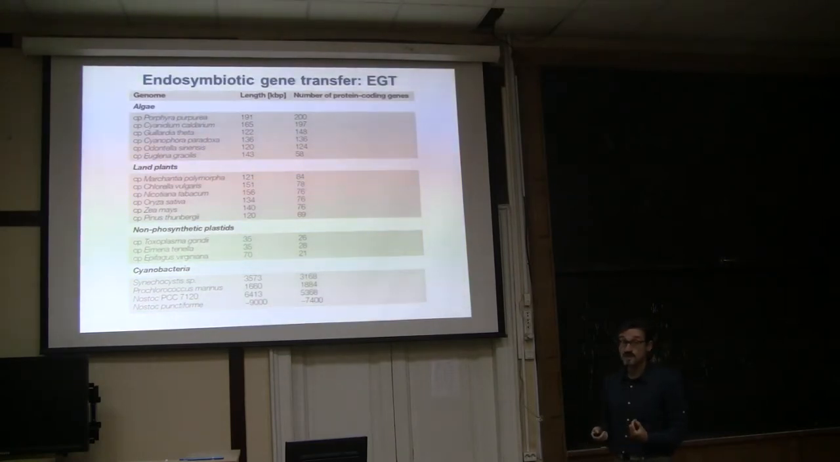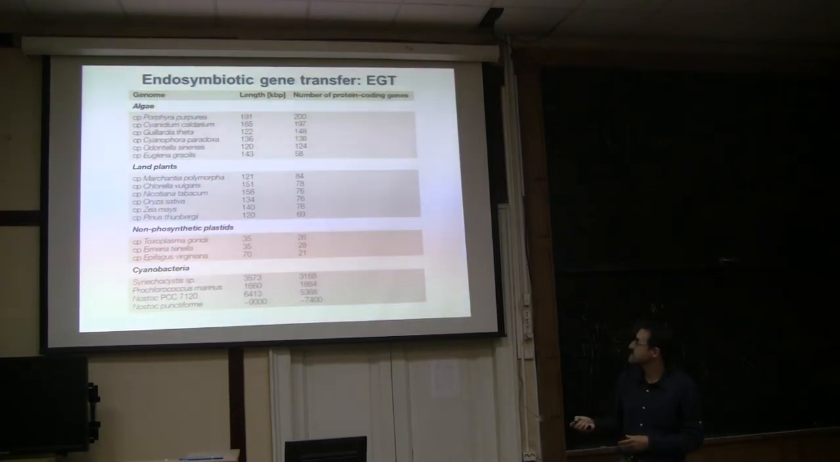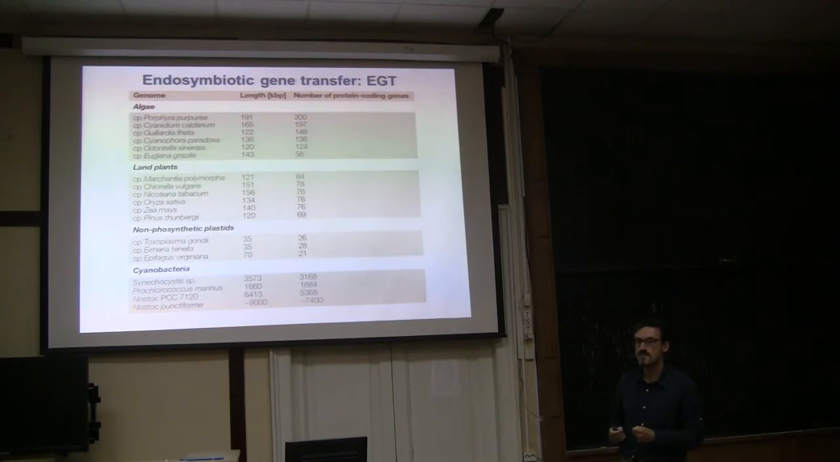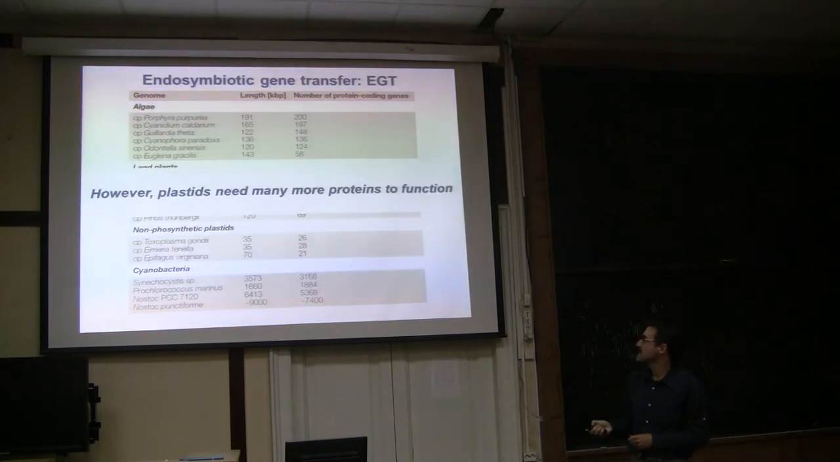And also, another thing that is very well known is that plastids contain many more proteins than those that are encoded by their genomes. And in fact, to make a plastid function, you need many more proteins than those that are encoded by their genomes. So there is something strange happening here.